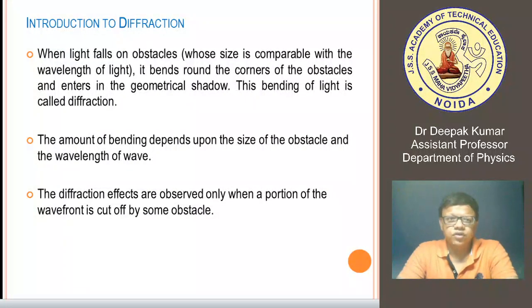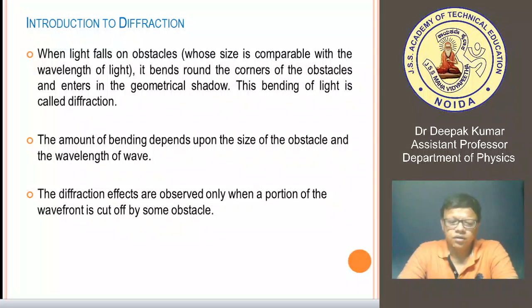So in diffraction we assume that whenever light falls on obstacles whose size is comparable with the wavelength of light, it bends around the corners of the obstacles and enters into the geometrical shadow, and this bending of light is called diffraction. Diffraction is observed in normal day-to-day life: if you place an object between the source and the screen, you will observe that the image formed is slightly blurred, and this blurred image is obtained by observation of diffraction.